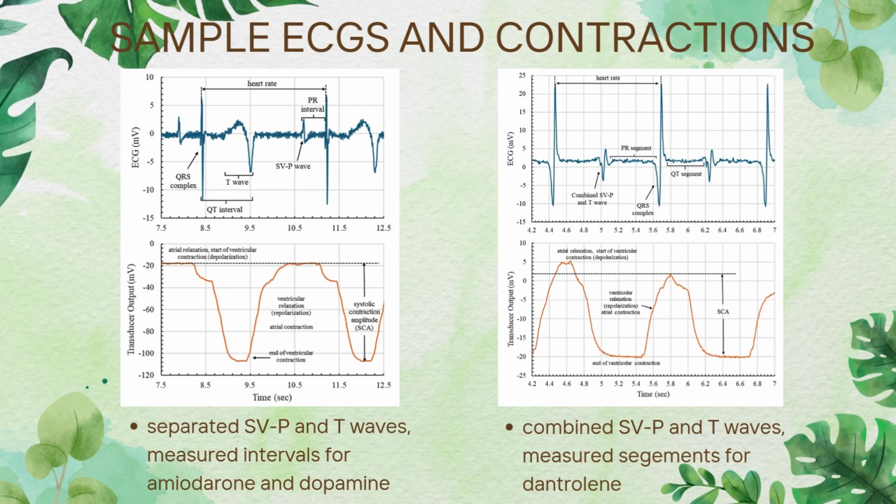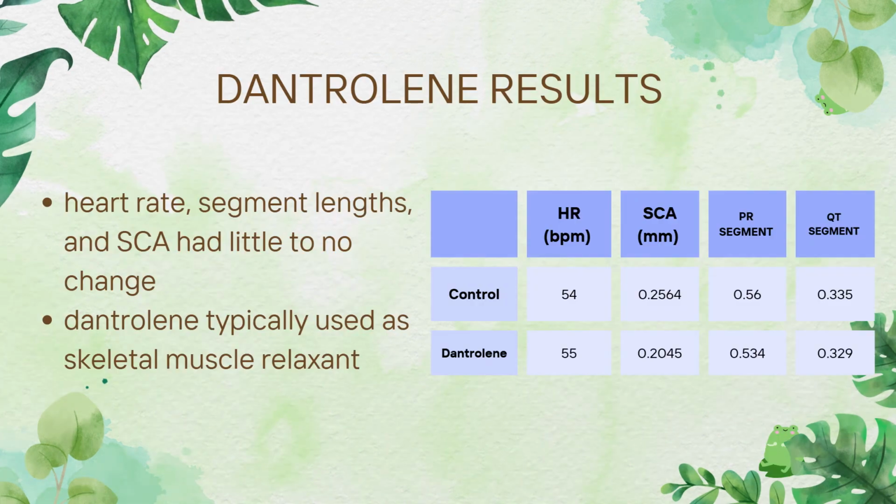All right, moving on to our results from each treatment, we're going to begin with dantrolene. When dantrolene was applied to the frog heart, there was no significant effect on the heart rate or SCA. For dantrolene, the ECG recording produced had a combined SVPT wave, and so segments were used to measure different portions of the recording. With that being said, the PR and QT segment also showed no significant change. Clinically, dantrolene is typically used as a skeletal muscle relaxant.